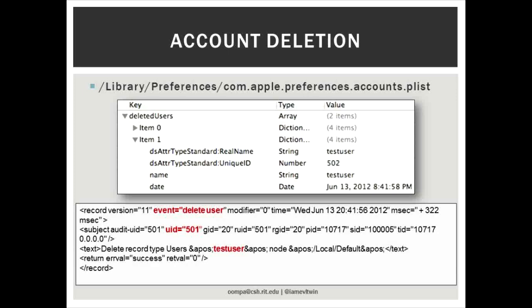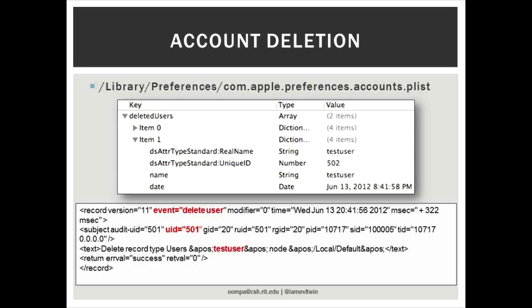So, account deletion. Naturally, if account creations are important, account deletions could also be of importance. The accounts preferences plist will show you all the deleted users for a particular system, each in their own item slot. This saves the real name, the user ID, which is shown as 502, the account name, and the date that the user was deleted.